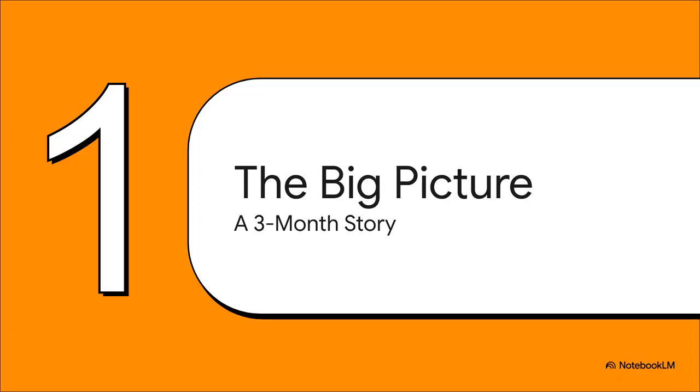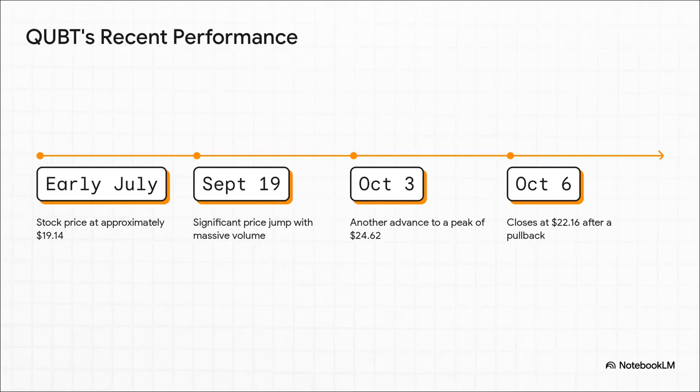All right, first things first. Let's zoom out and get the big picture. What has QBT's journey looked like over the last 3 months? So if you look at this timeline, it's been a real roller coaster. The stock started around $19 back in July, then you see this massive spike, followed by a pullback. It ended up at $22.16 on October 6th. So clearly there's a lot of action here, a lot of volatility. And that's exactly what we're here to investigate.